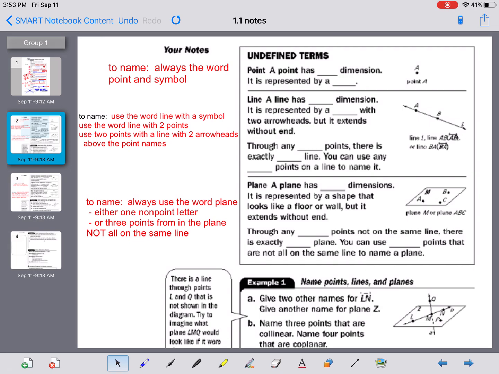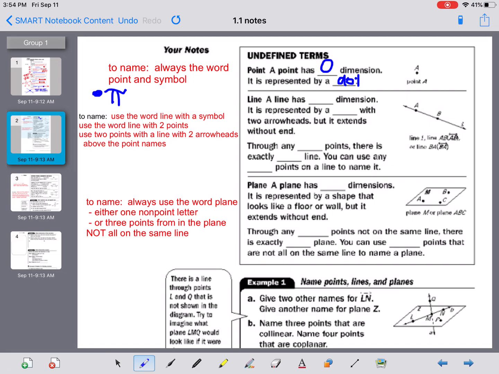So the first thing I have is a point. And a point has 0 dimensions, meaning there's no length, there's no width, there's no height. There's just 0 dimensions, and it's represented by a dot, okay? Your job is, can you name a point? So if I give you this like this, and I said, here's a point, and I say, what's the name of that point? This is your job.